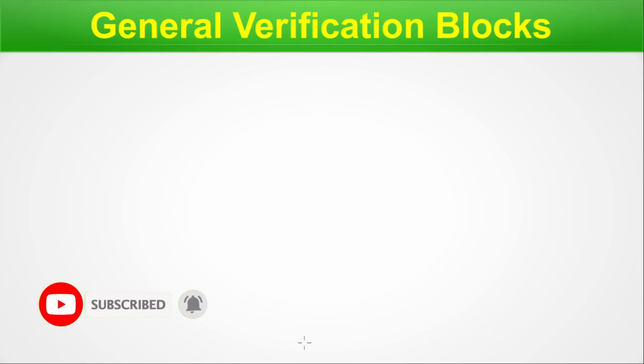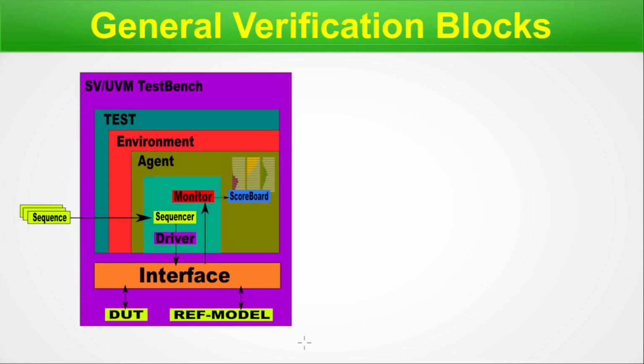General verification block. In this slide, we will talk about the general verification block with infographics. So let us start. Here is the infographics. You can see in the purple color, we have the SV UVM test bench, and then we have the test structure. We have the environment, then we have the agent, we have the monitor, then we have created a data sequence and put it to the sequencer, and the driver will take the sequences one by one and put them to the interface element. And that will talk to the DUT, and there will be a reference model against which we will be checking. So this is a general verification infographics.